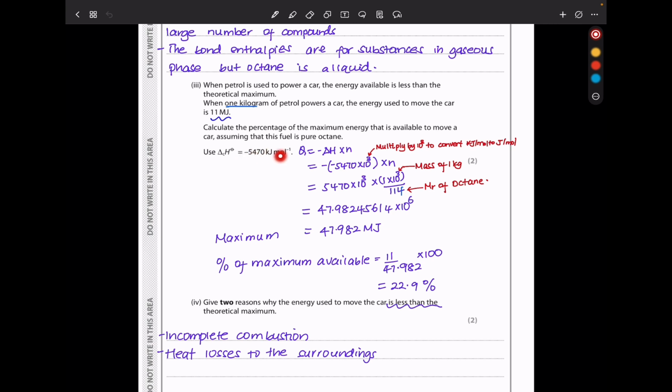So since we have the enthalpy change, I'm going to say the negative of the enthalpy change, converting it to joules. So I multiply this by 1,000, you can see there, to convert this to joules, times the number of moles. So this is going to give me that. But remember, they've told us 1 kilogram of petrol. So if it's 1 kilogram, that is the mass, which is 1,000 grams, divided by the Mr of octane, which is 114, because they told us that if the fuel is pure octane, it means I can use the molar mass of octane. I have that times that, giving me this. So the percentage maximum available is going to be 11 out of this total times 100, giving us 22.9%.